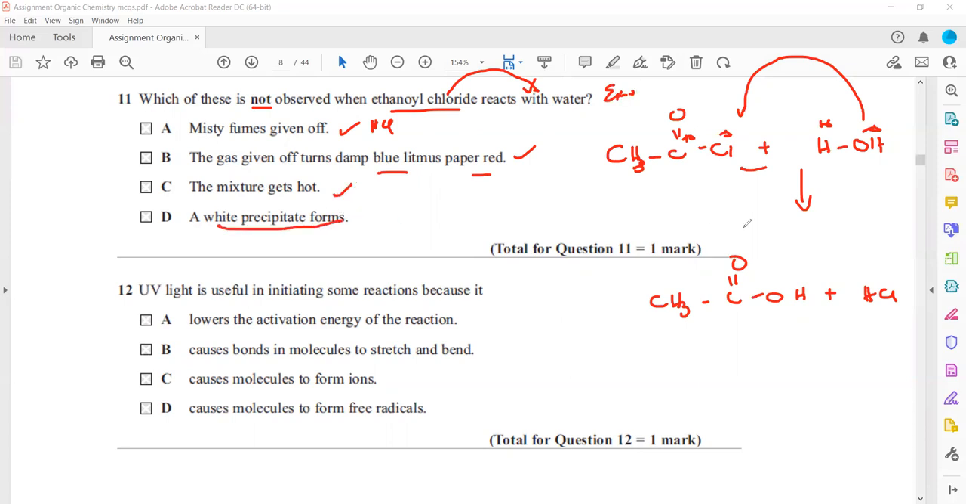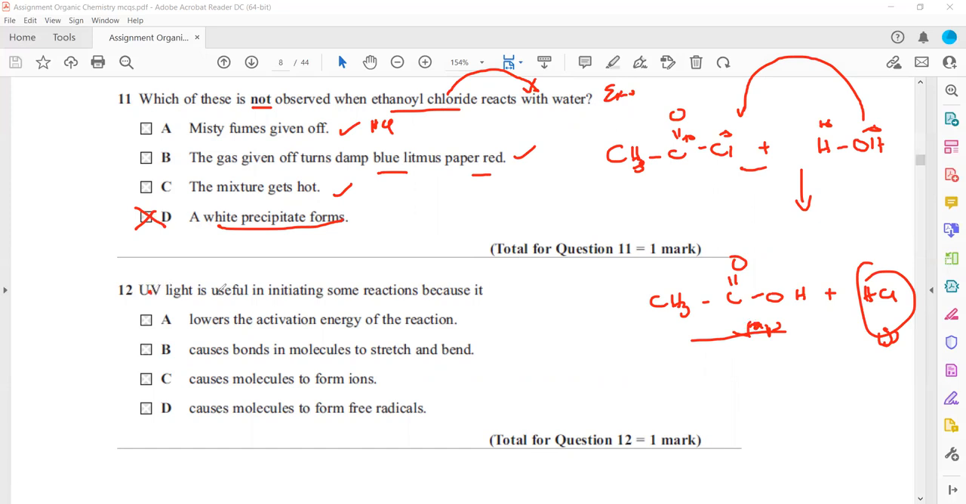White precipitate forms. There is no substance here that you see as a precipitate. That's why D is the wrong answer. We don't observe D because a precipitate means that when we mix two solutions, a solid is formed. Here both products are misty fumes of hydrogen chloride gas, and CH3, C double bonded with O, aqueous ethanoic acid.